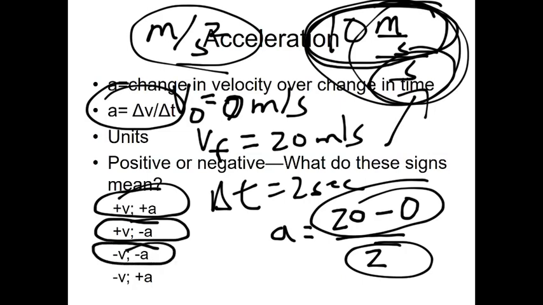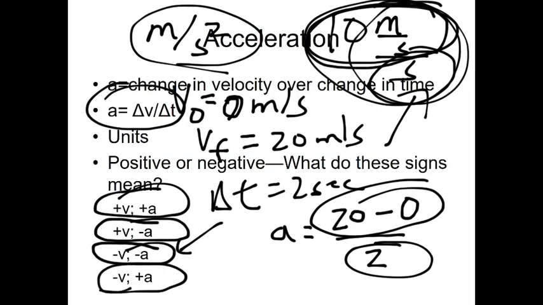Here, negative velocity, negative acceleration. The negative velocity tells you that it's moving to the left or down. The negative acceleration tells you that it's getting faster as it's moving to the left or down. We know it's faster because these two signs agree.